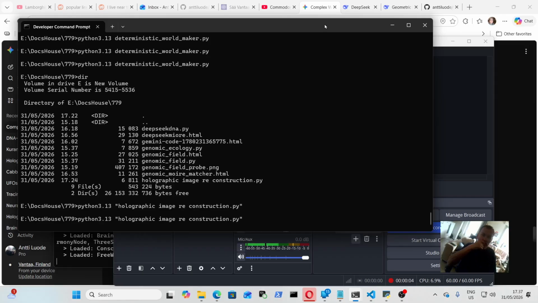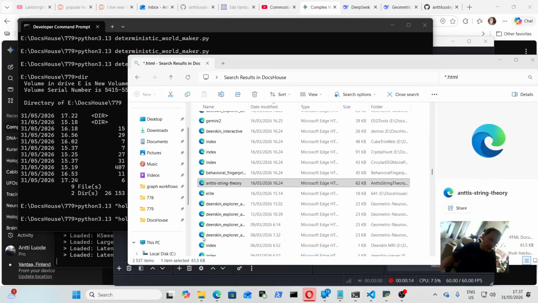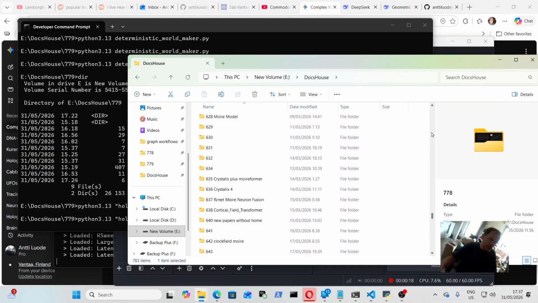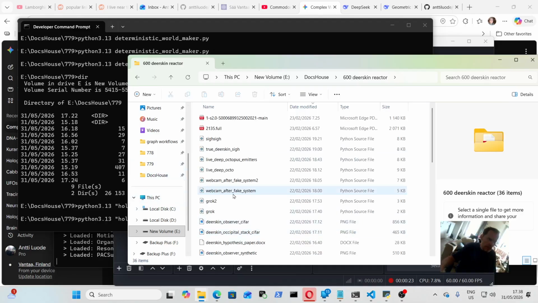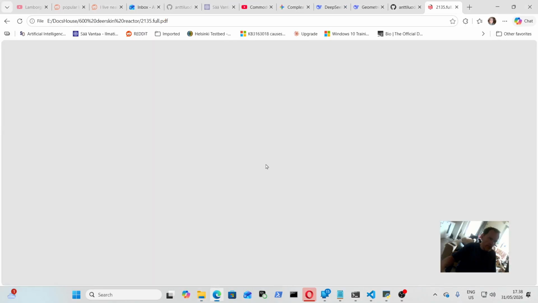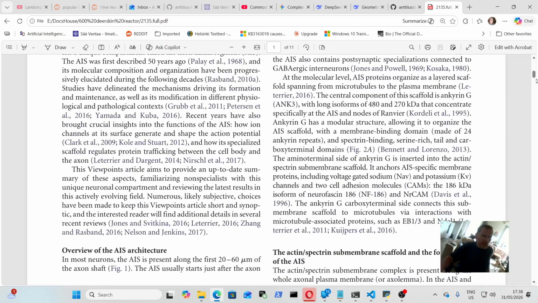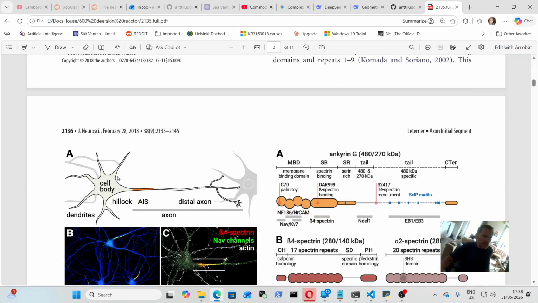So we are continuing with this madness of geometric neuron, and I think slowly I'm getting this vibe of how it might work, what might be the sort of thing about it. Of course, if I think I know something, it can't be true, but okay. So what we were talking about earlier was the action initial segment by Christopher Leterrier, who was looking at the action initial segment.